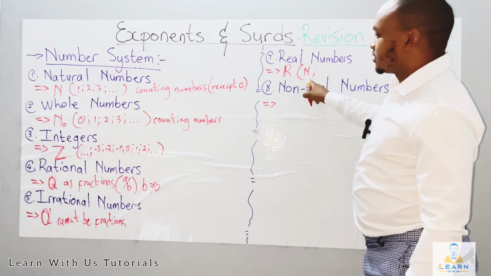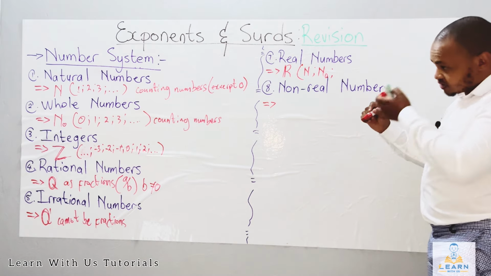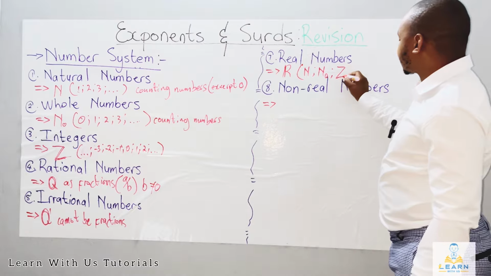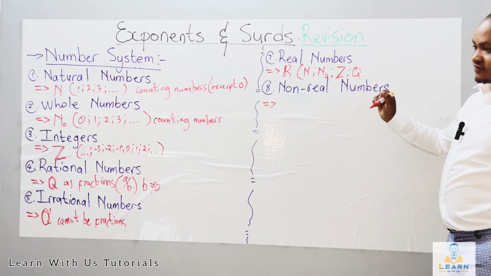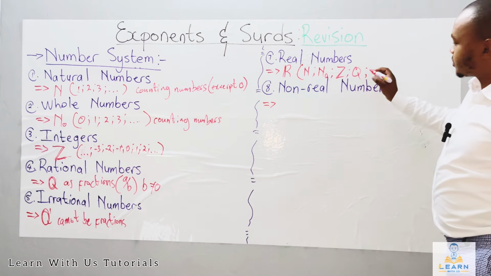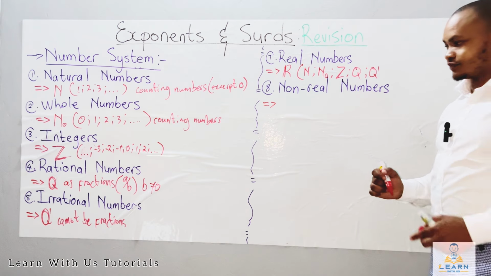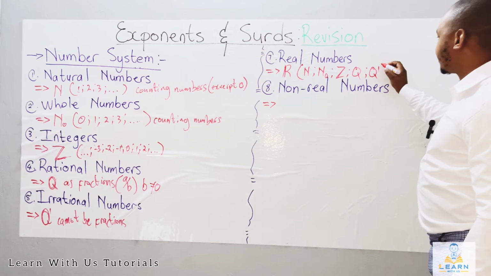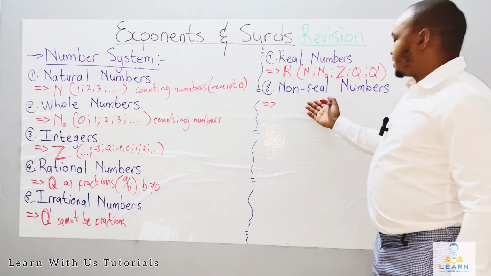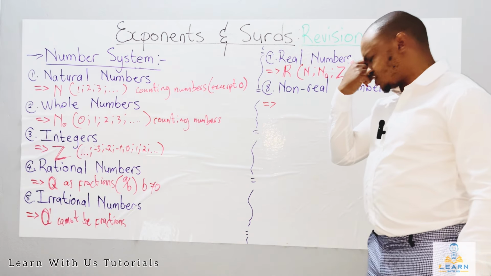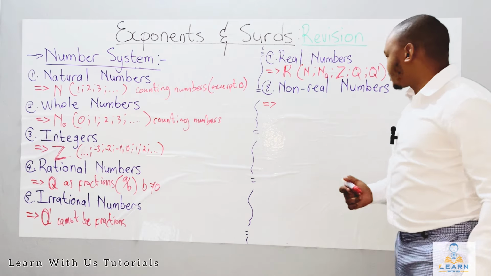So these are N, natural numbers, N0 for whole numbers, integers, capital letter Z, and we have the rational numbers, and we also have irrational numbers, which is the complement of rational numbers. And then that would be it when it comes to real numbers. Alright, and it's very important, guys, to note that real numbers are numbers that we use on our daily basis. Okay, let's look at non-real numbers now.